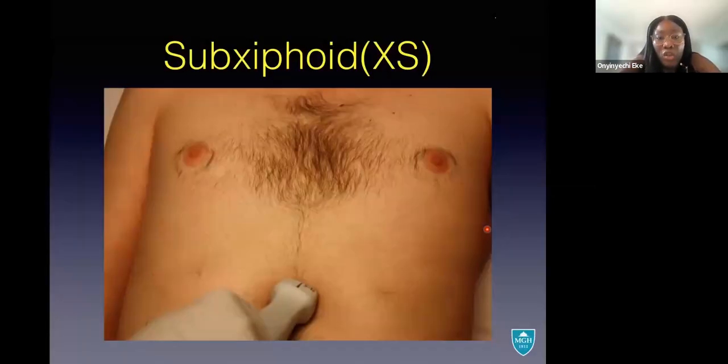Our next view is the subxiphoid view. So when we're doing this view, we're going to go in under the xiphoid process. It's almost like when you're trying to scoop ice cream. It can be a little bit uncomfortable for the patient, but you shouldn't be applying a lot of pressure. I just let the patient know this might be a bit uncomfortable, and to let me know if they have any pain. And then the probe marker is going to point towards the patient's right side. So the only time the probe marker is going to point towards the patient's left side is when we're doing the parasternal long axis view.